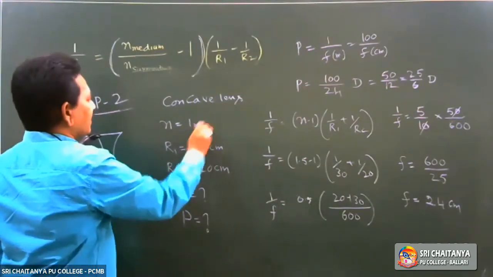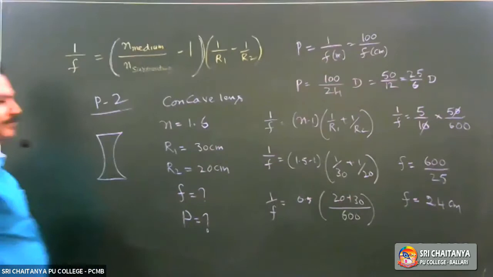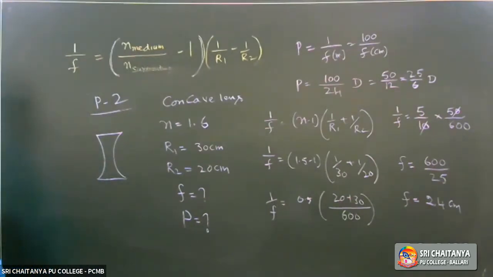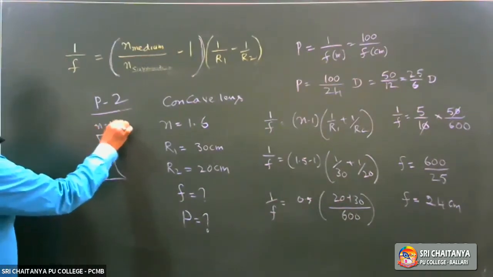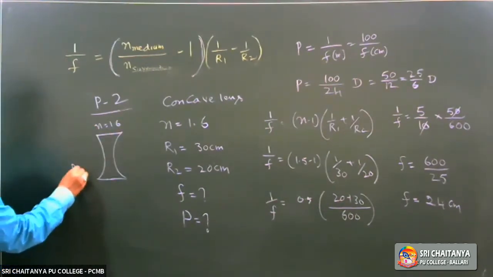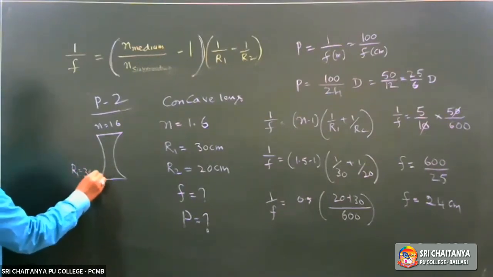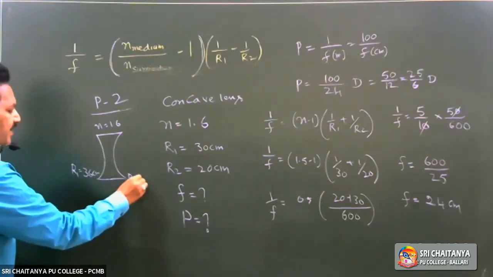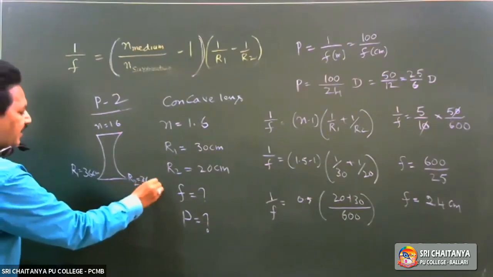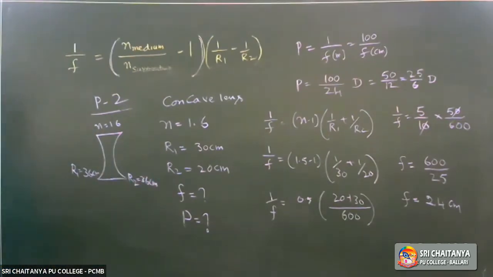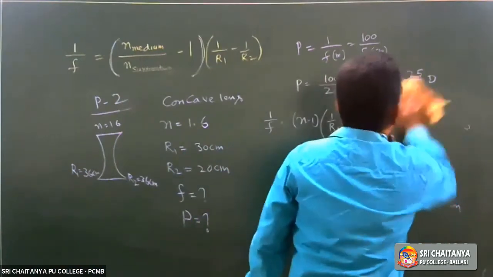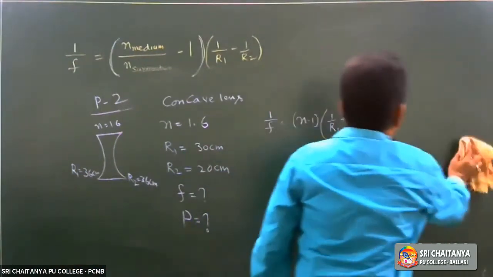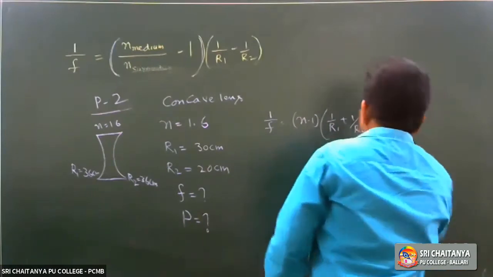Refractive index 1.6. N value. Radius of curvature of the first surface 36 centimeters. Radius of curvature of the second surface 36 centimeters. It is a concave lens. You are asked to calculate the focal length and also the power.